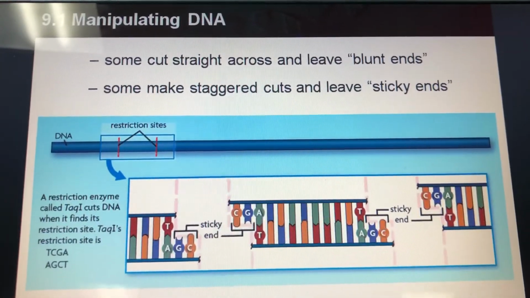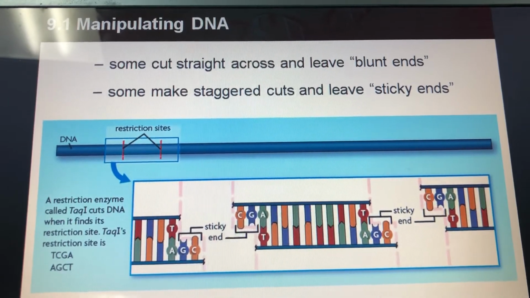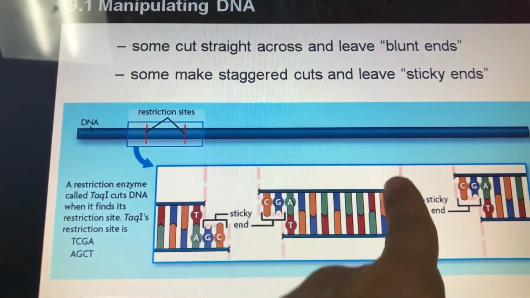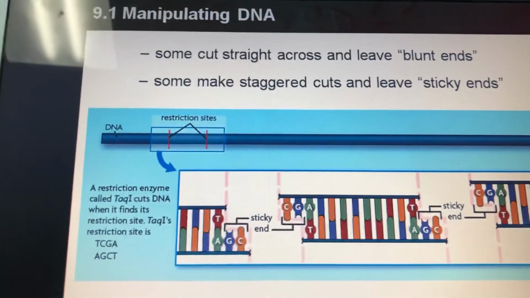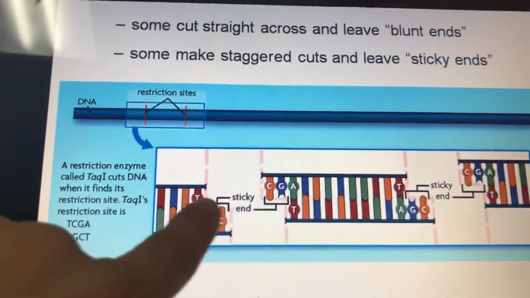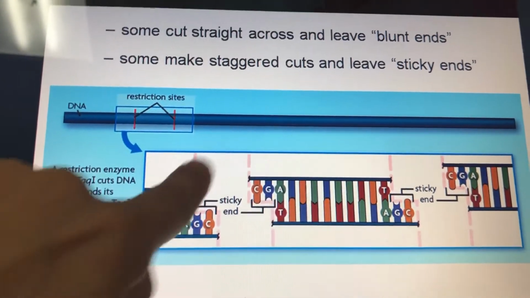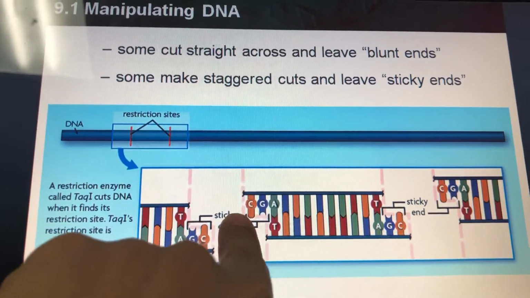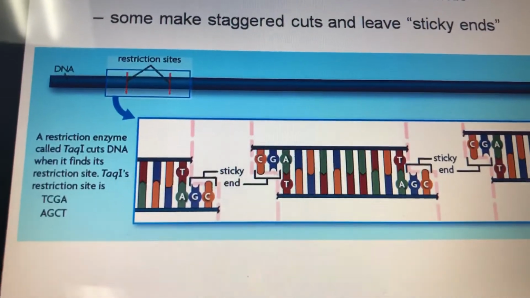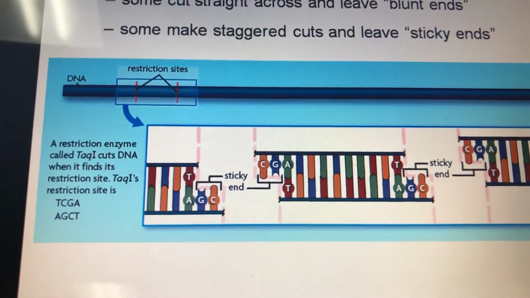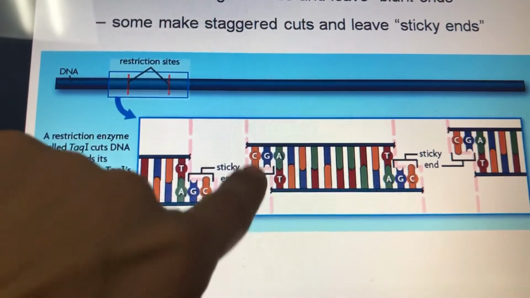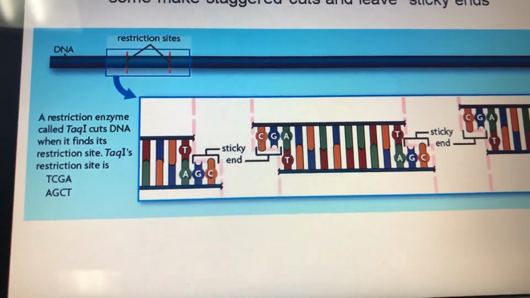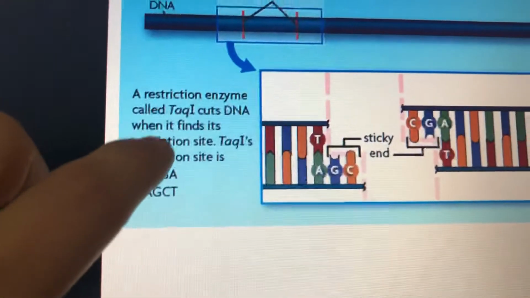Some enzymes cut the DNA with blunt ends. They cut straight across, and they have blunt ends, a straight cut. And some make staggered cuts and leave sticky ends, as shown here. The sticky ends have free nucleotide bases, and they are very useful in biotechnology because they can stick easily with other segments of DNA.